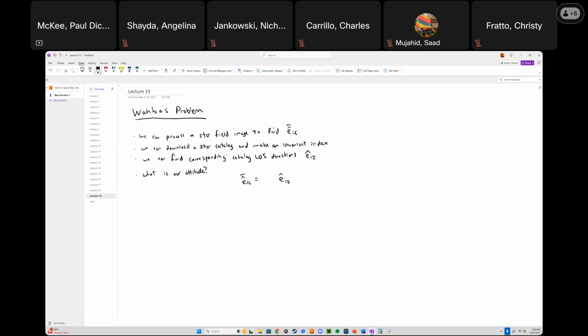And there's going to be some sort of rotation, so some attitude transformation matrix from the inertial frame to the camera frame, and some just white noise. And this is what we're after.